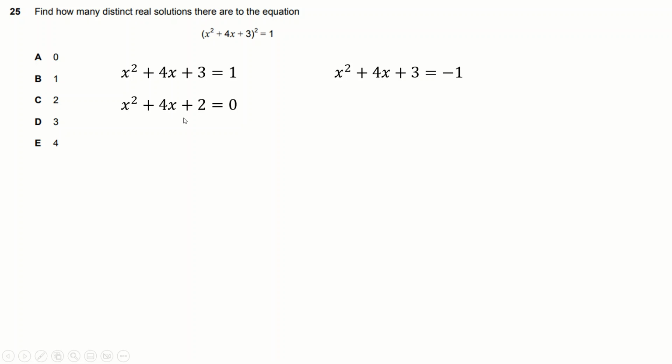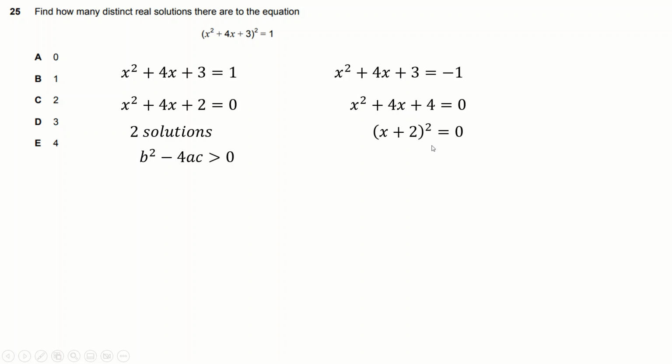So I can very quickly check that b squared minus 4ac gives me 2 solutions there, because it's bigger than 0. 16 minus 8 is bigger than 0. That's 2 solutions, don't care what they are. Add 1 to both sides here. This very obviously factorizes to this, and so there's 1 solution here at x is minus 2. So we're going to have 3 solutions in total to this.